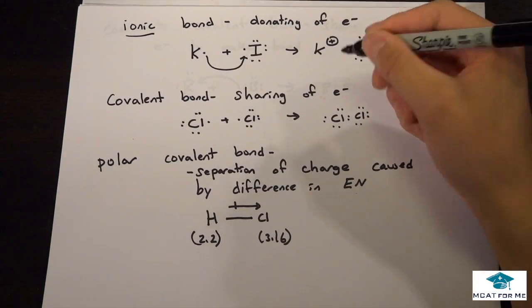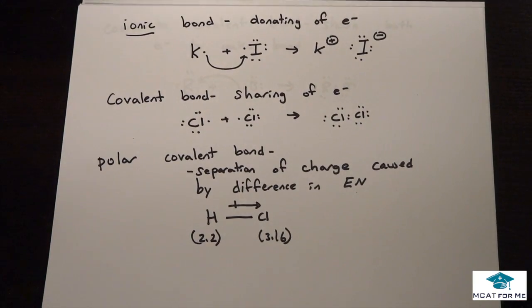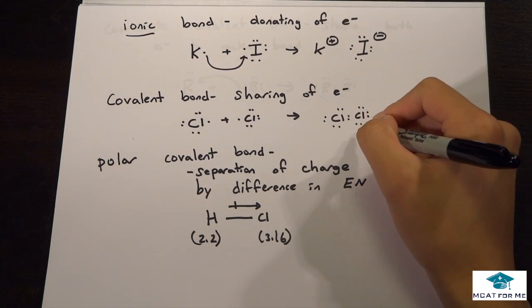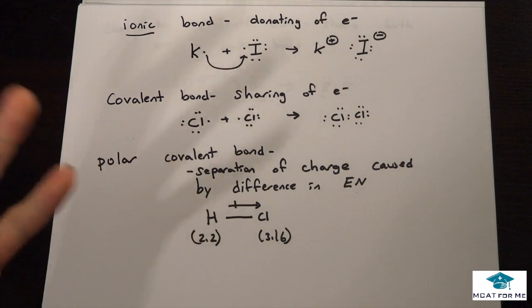Covalent is sharing, so they just join up together. A polar covalent bond is still a covalent bond, so it's still sharing, but we'll have a difference. So this would be nonpolar because there's no difference in electronegativity. Here HCl has a very different electronegativity. HCl, very, very different.